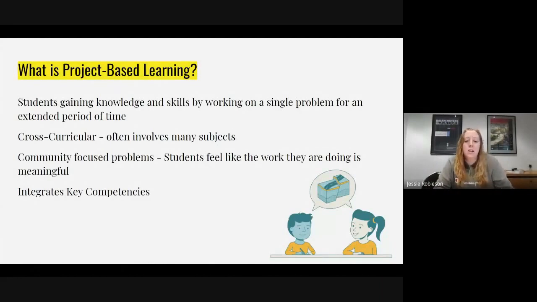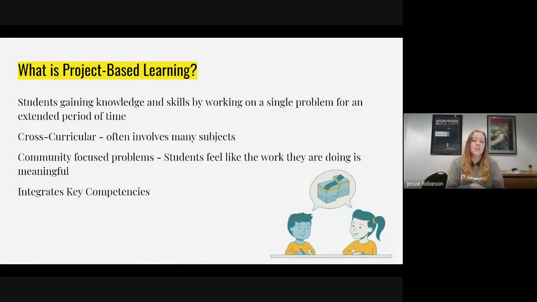It's students gaining knowledge and skills by working on a single problem for an extended period of time. So it's having a problem, having an idea, and rather than having different ones for different subjects, it's often cross-curricular and involves many subjects. It's a problem that we're trying to solve that just weaves its way through multiple ideas and multiple problem-solving skills. Oftentimes they're community-focused problems so that the students feel like the work they're doing is meaningful and that it applies to them and it's something that they can see.